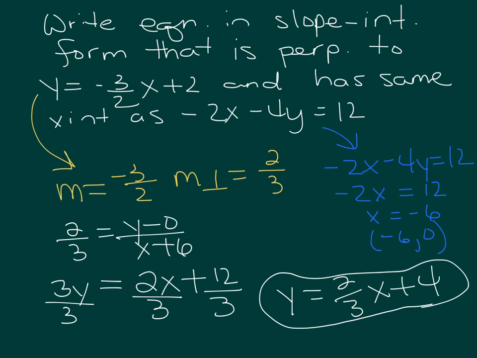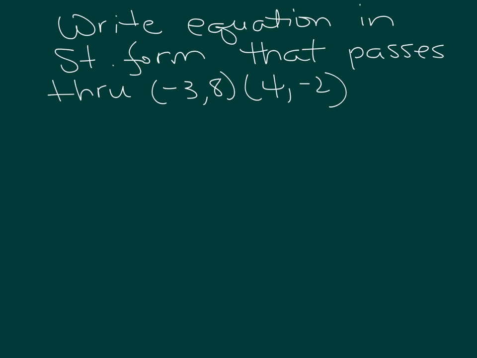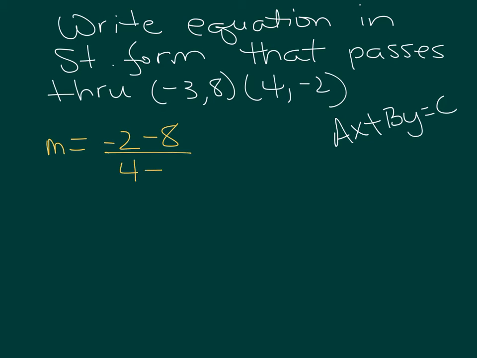Okay, next problem. So this one we want the answer in standard form, which we may need to be reminded is ax plus by equals c. And this line passes through the 2 points (-3, 8) and (4, -2). Alright, here's how you do it. So first of all, we need to find the slope of the line. -2 minus 8 over 4 minus -3. That gives me -10 over 7.